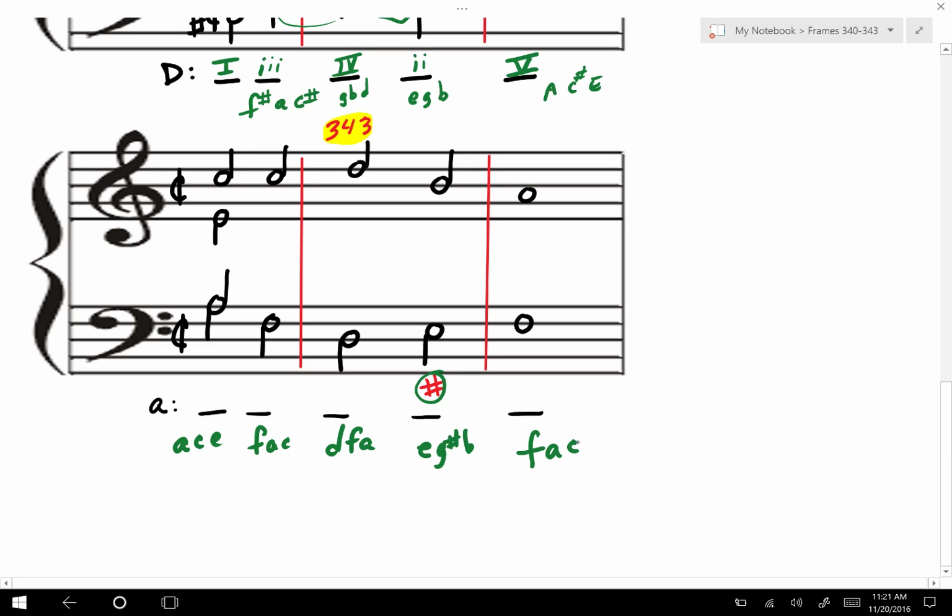So now let's plug in our Roman numerals, since we know that we're in the key of A minor. First chord, A, C, E. That's our minor 1. Next chord, F, A, C. That's major 6th in A minor. Here's our 4 chord, D, F, A. That's minor. This is going to be our major 5 chord, E, G sharp, B. And we'll end with our F, A, C, which is our major 6th chord.